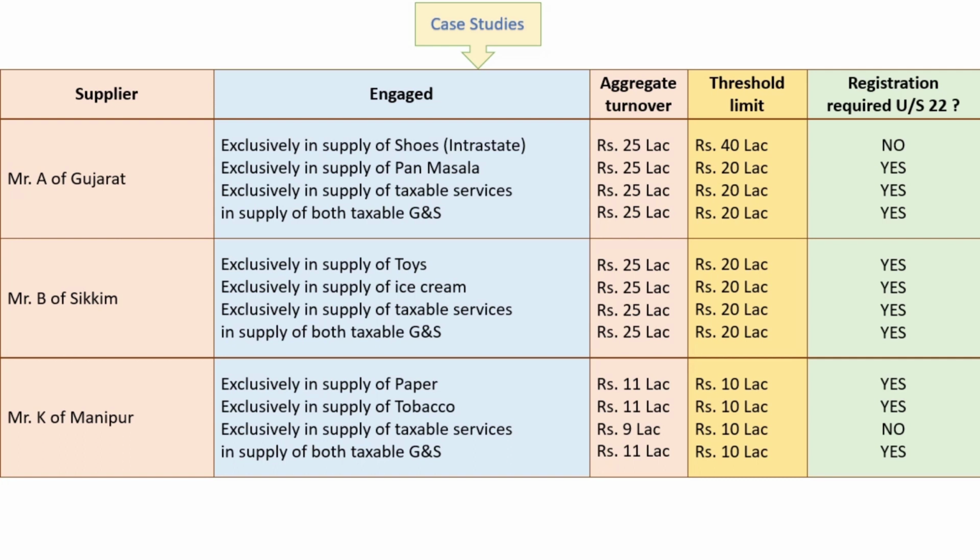Next one, Mr. K of Manipur is engaged in supply of both taxable goods and services and aggregate turnover in this case is 11 lakh and applicable threshold limit in this case is 10 lakh. In this case he is liable for registration. Why? Because his aggregate turnover is crossing the threshold limit. So that is why that person is liable for registration under section 22.